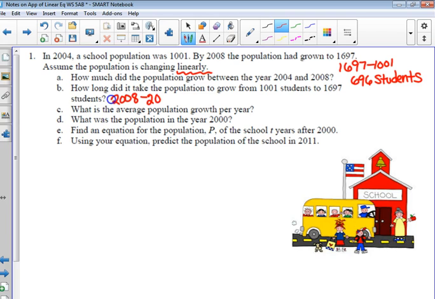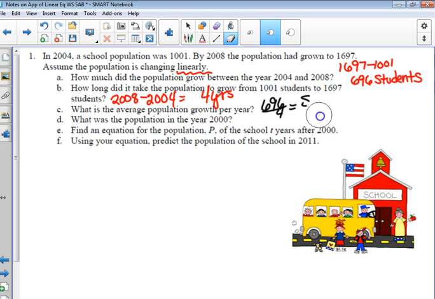2008 from 2004 is roughly 4 years. All right, what is the average population growth per year? What's that asking us to do? I was going to put a dollar sign on that. I don't think we need a dollar sign. What is it? 174? Thank you. And label per year. Yes, thank you.